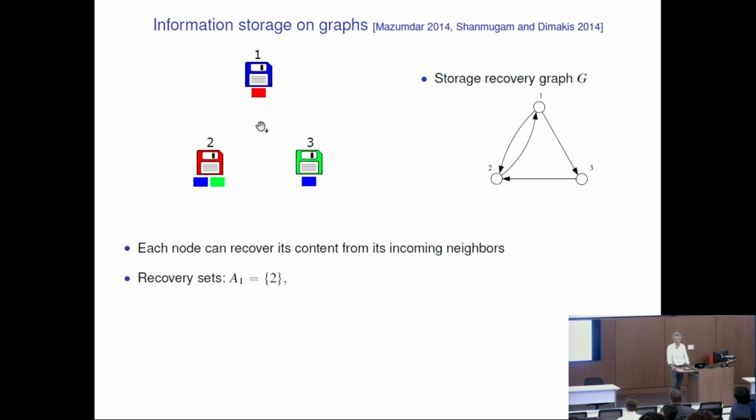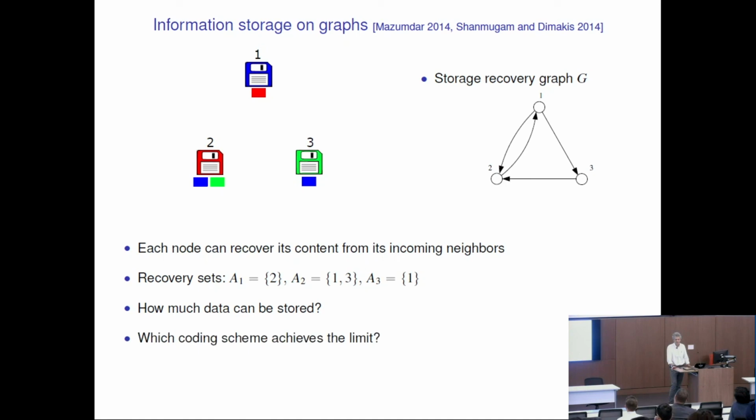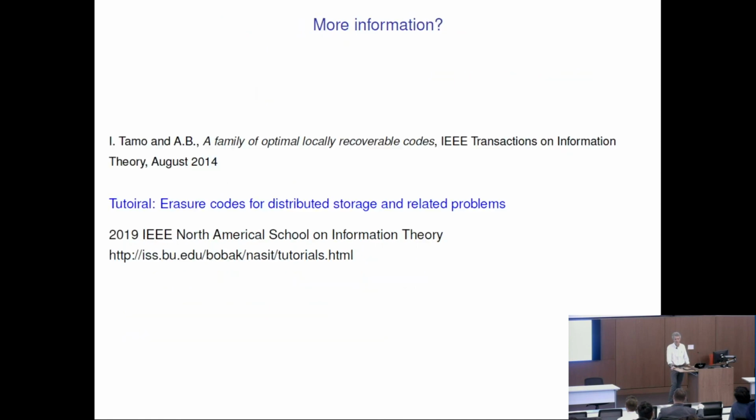And then the questions about the maximum amount of information can be asked. How much can be stored on a graph under this constraint of local recovery? And which coding schemes attain the limit, the maximum amount of information? That's a related problem addressed by a rather different technique and facing different set of challenges.